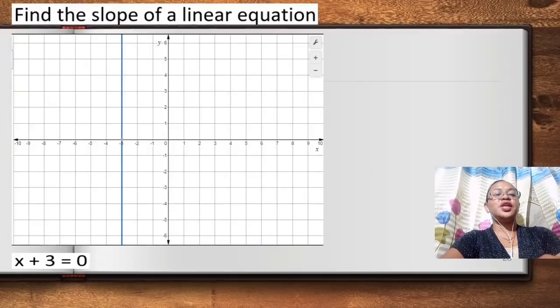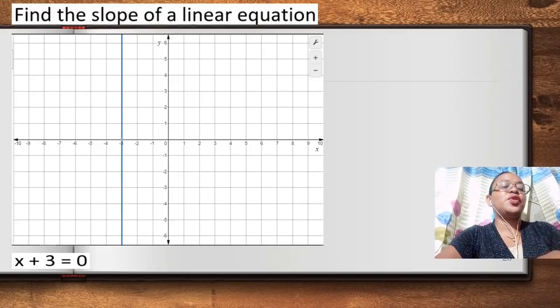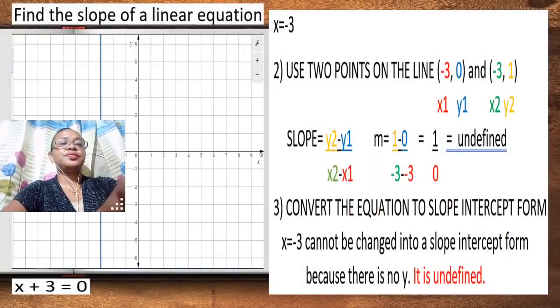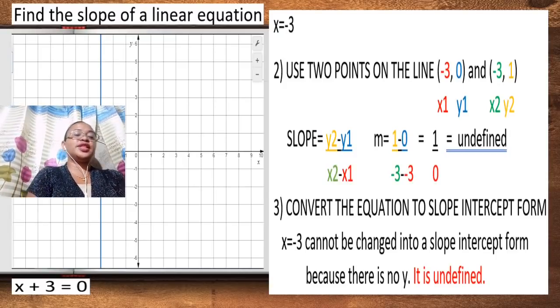We will have, find the slope of the linear equation x plus 3 equals 0. So as you can see, there is only one letter x. So I told you that if the letter is only one or there is a missing letter, it would be best if you will just use the solution wherein you find 2 points and use the formula y2 minus y1 divided by x2 minus x1. So we have here the formula.